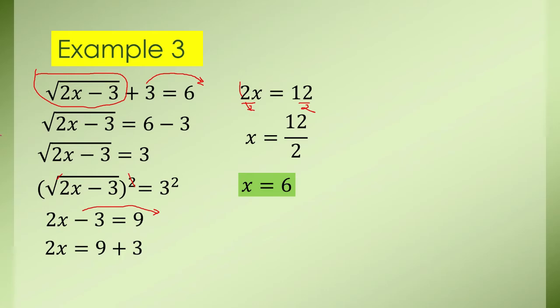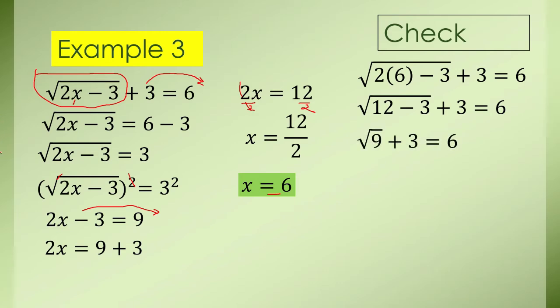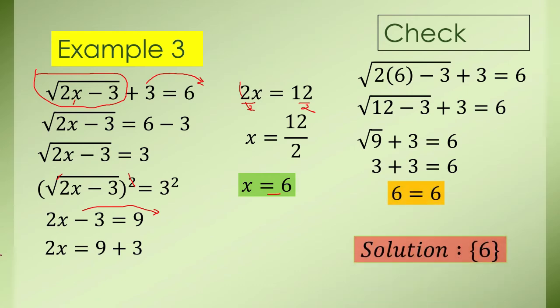But now that's not the final answer. I need to check if this possible solution is correct. We're going to do the check. You substitute the value of x in the expression. Now it is 2x, you change this x by 6. 2 times 6 is 12. 12 minus 3 is 9. Square root of 9 is 3. Plus 3, 6 equals 6. Then the solution is 6.